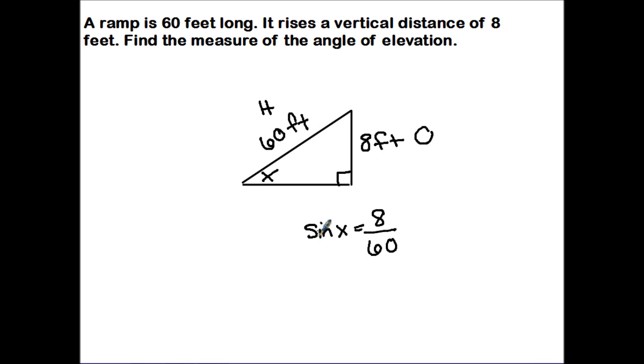In order to get rid of this sine, in order to find my angle, I'm going to have to take the inverse of both sides. Let's go ahead and write sine inverse of both sides. Go ahead, type in your calculator. Sine inverse 8 divided by 60. Hit enter. We get 7.6. Since this is an angle, we're going to round to the nearest whole number. So this will round out to 8 degrees.